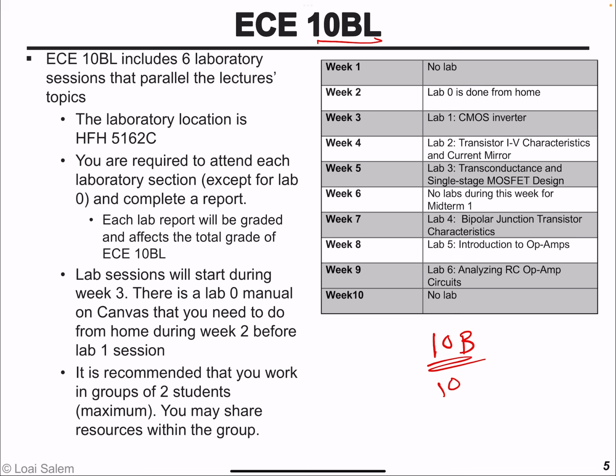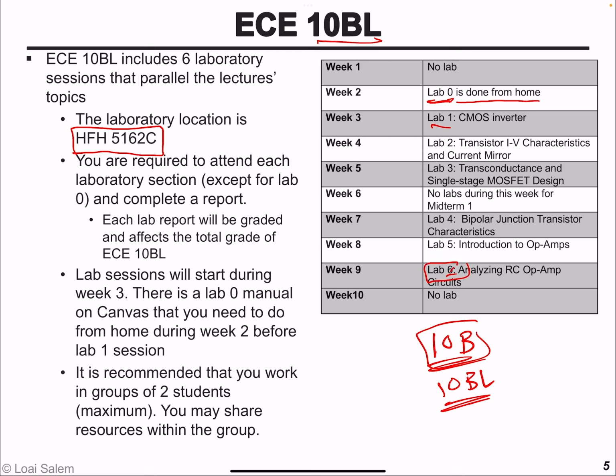The 10BL is the lab portion of 10B, and it consists of 6 labs starting from 0. So technically 7 labs, but lab 0 is a simulation task using LTSpice, so you don't need to physically go to the lab in Harold Frank Hall, which is the location for the lab. You don't need to show up for lab 0. You can just do it from home because it's a simulation using LTSpice. And then from lab 1 up to lab 6, you need to conduct experiments.